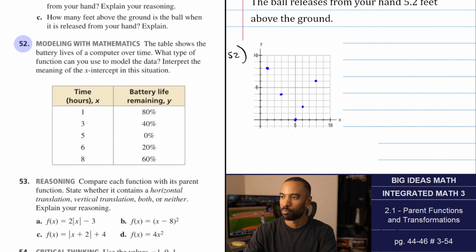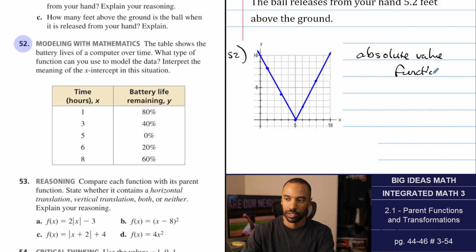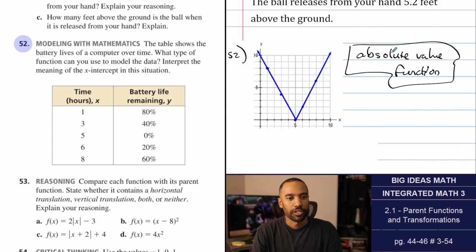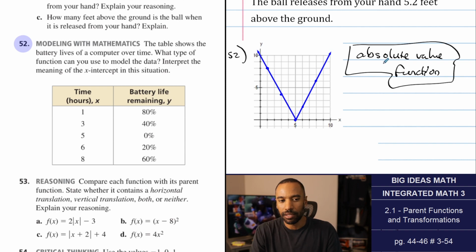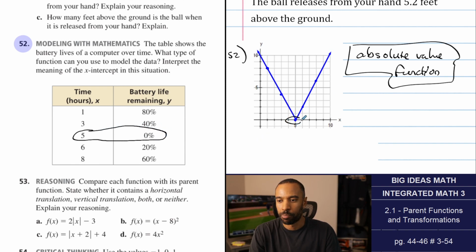Let's make it blue and get rid of that other arrow. So it looks like an absolute value function. What type of function? Absolute value function. What type of function do you use to... Oh, I just answered that. Interpret the meaning of the x-intercept in this situation. This is the time for which your battery life is 0%, right? The x-intercept is 5 hours in and 0% battery life.